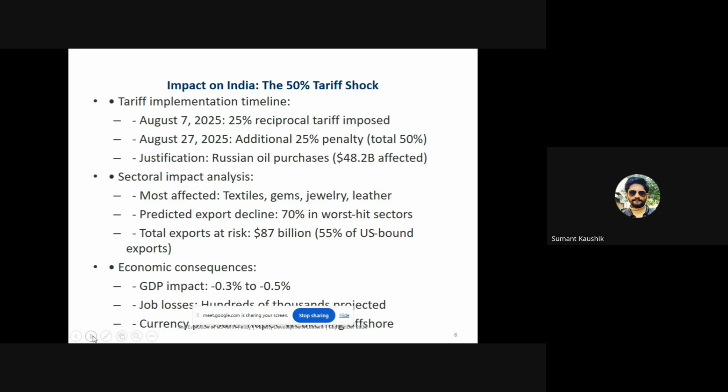And on August 27th, an additional 25% penalty was imposed, and this led to a 50% tariff on Indian imports. The justification was the same: Russian oil purchases, which amount to about $48.2 billion for Russia. So this much amount we are paying to Russia, and as stated by the US administration, this is the reason the US has imposed a 50% penalty tariff on India.